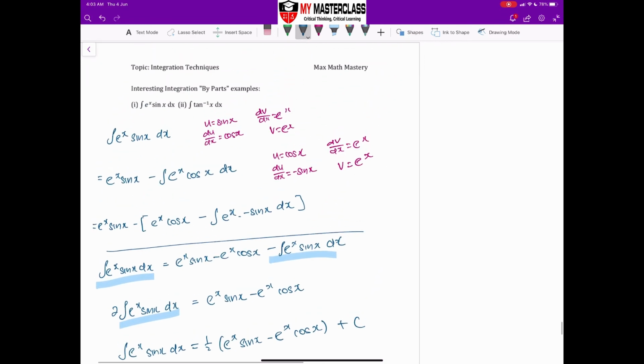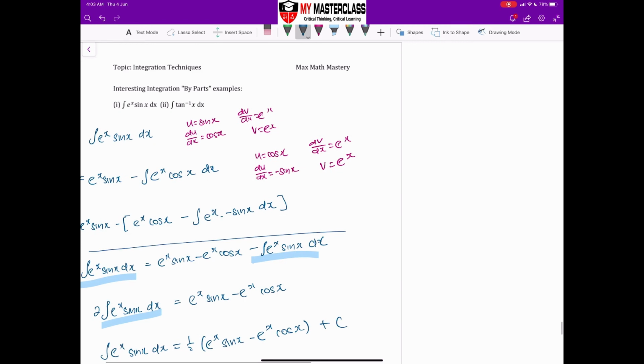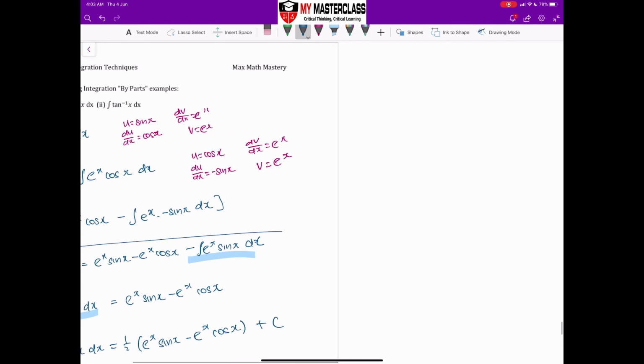Part 2 is quite an interesting question. Basically I'm just going to run through with you. Part 2 is integrate tangent inverse x dx. We only learned how to differentiate tangent inverse. We never learned how to integrate tangent inverse.